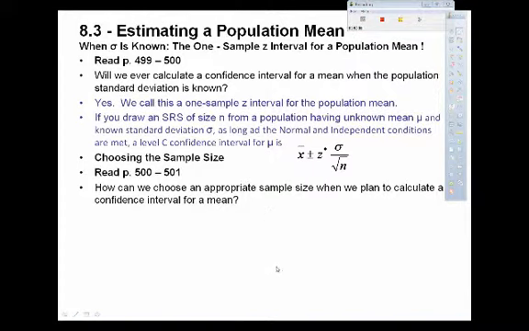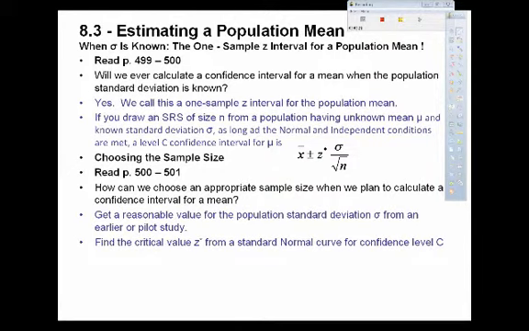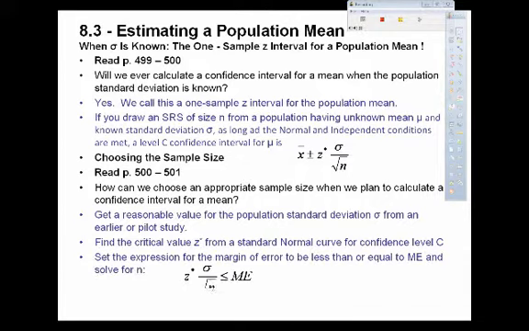Get a reasonable value for the population standard deviation from either an earlier study or a pilot study. So if you have the standard deviation, we could add that. Find the critical value z star from a standard normal curve for a confidence level C. And then we're going to use this formula. Set the expression for the margin of error to be less than or equal to the maximum margin of error, and then solve for n.